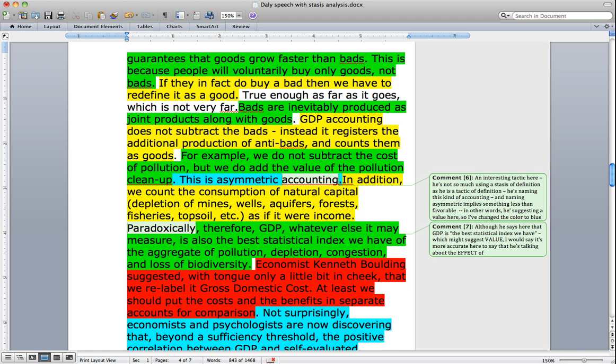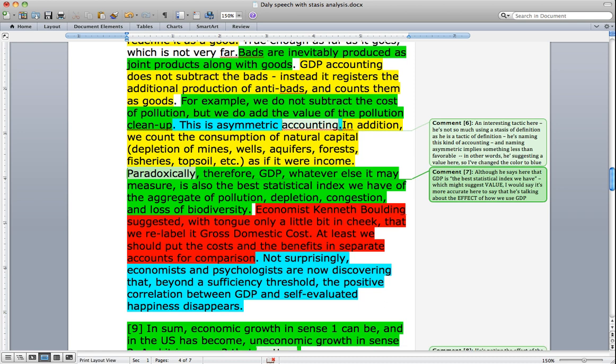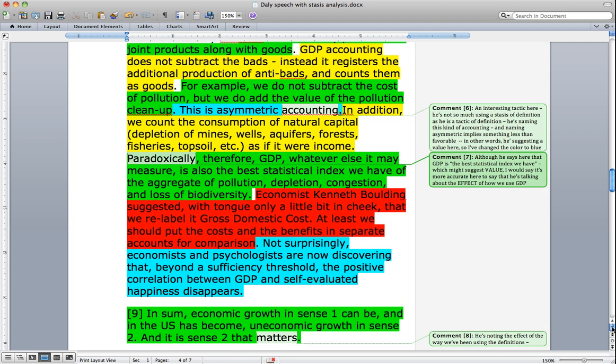But instead, I think he's really suggesting that he's talking about the effect of how we use GDP. And then his quote from Boulding, I think we could label an action argument. We should be doing something else in our accounting measures, he's saying there. And then in the end of that paragraph, I think he's offering a value judgment. Not surprisingly, economists and psychologists are now discovering that beyond a sufficiency threshold, the positive correlation between GDP and self-evaluated happiness disappears. The disappearance of happiness, we would certainly all agree that that's a bad thing. So I think he's making a value argument there.